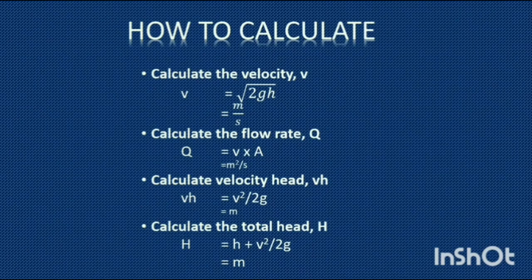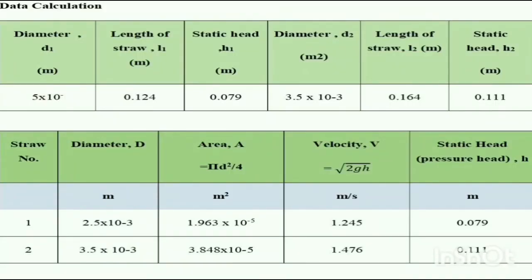And lastly, to calculate the total head, we use the formula static head plus velocity squared over 2g. And this is the output for the data calculation by using all the formulas that I have explained before.